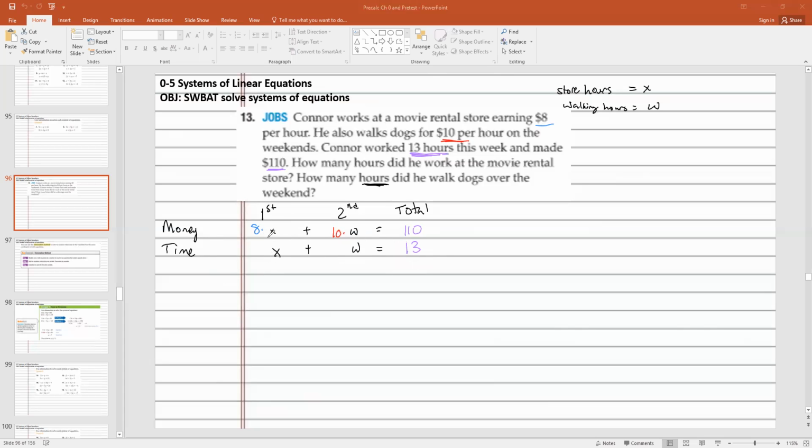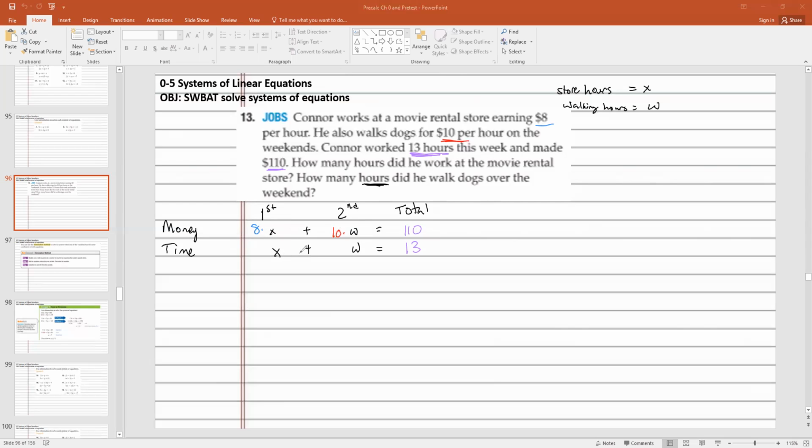Okay, and here you're finding out how much he made, right? $8 per hour, how much he made at the store. Here, how much he made walking, and how much he made in total. Okay, and those are your two equations.